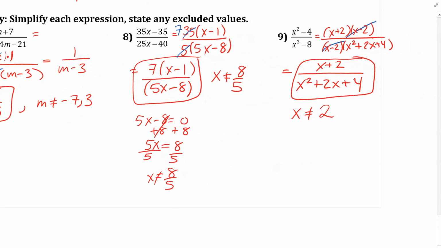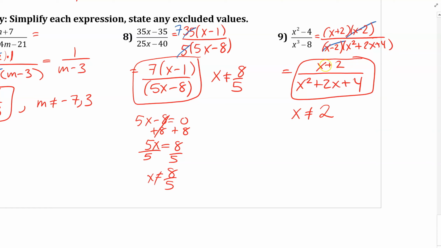For number 9, it was a difference of squares in the numerator and then a difference of cubes in the denominator. So I used the 2 formulas, the difference of squares and the difference of cubes. And when I did that, I had a common factor of x minus 2. So I was able to cancel that out. But that's all I can cancel out.